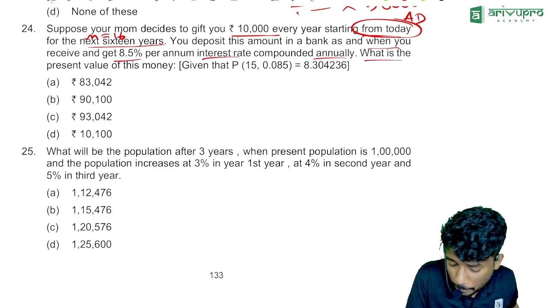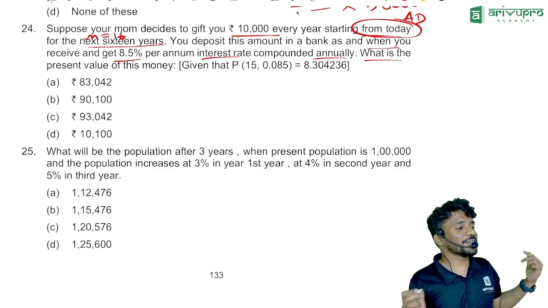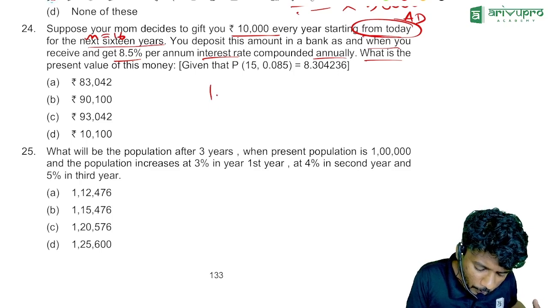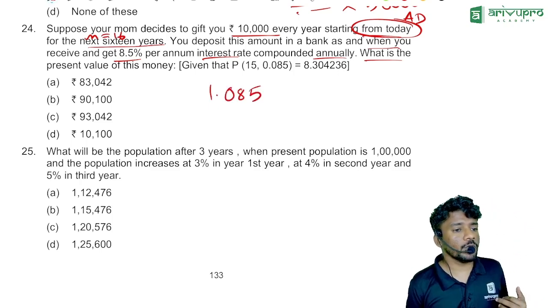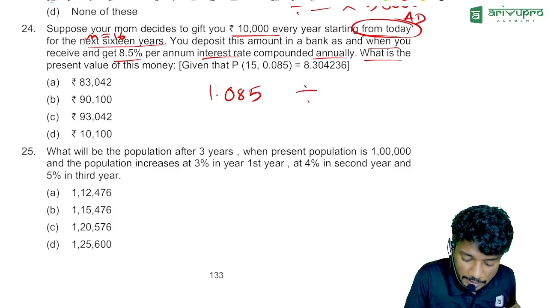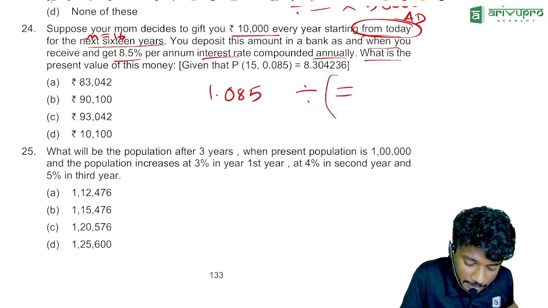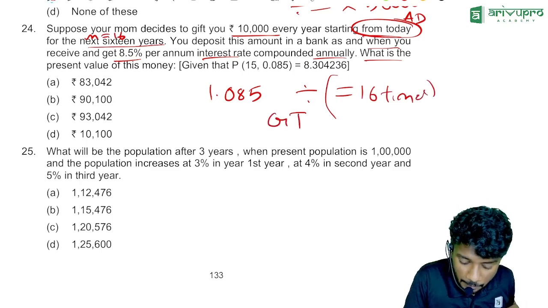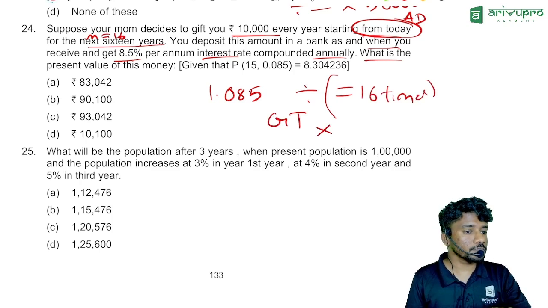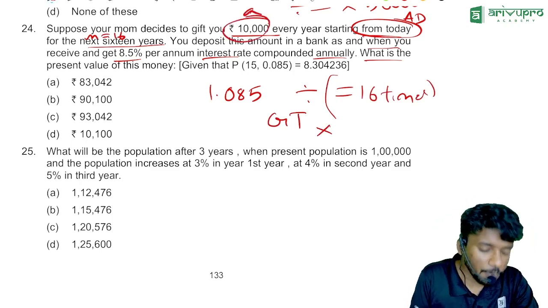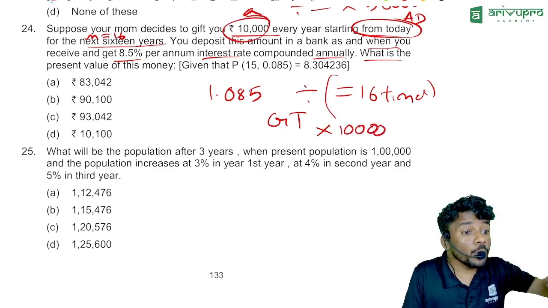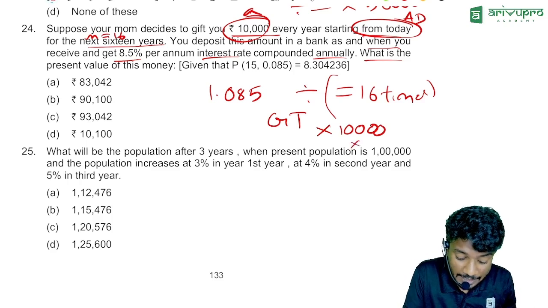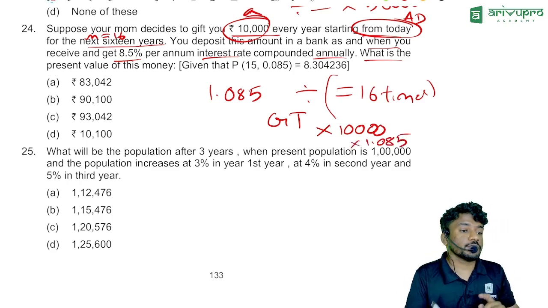So everything is proper. What is the present value? So what are we going to find? PV. How will you find PV? 1.085. Then divide equal to how many times? 16 times. Then click GT. Then multiply it with how much? What is the annuity amount here? 10,000. Now, is that our answer? No. Since it is annuity due, we need to multiply again with 1.085. Our answer is that.